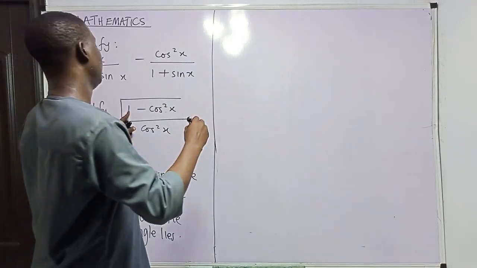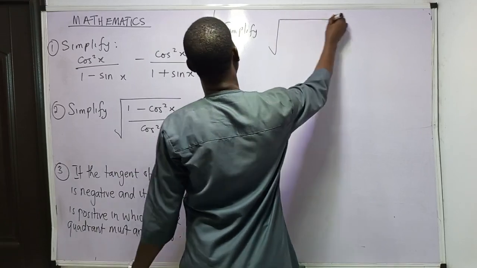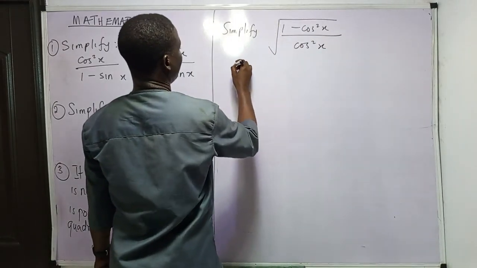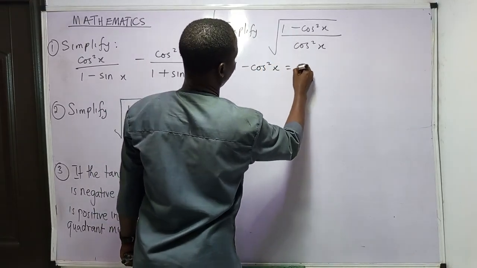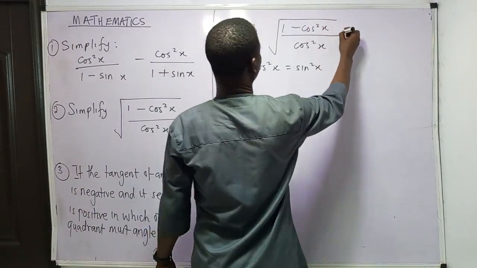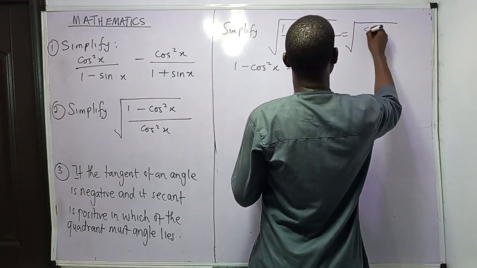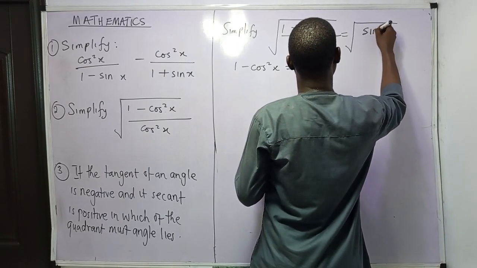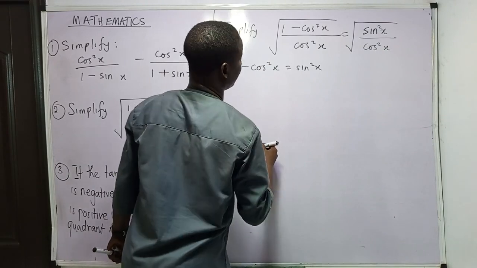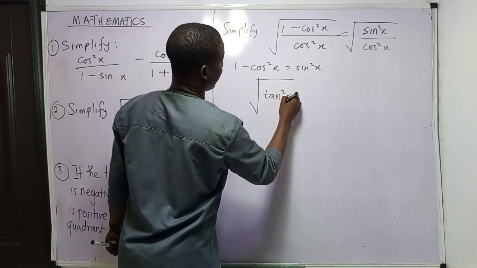Now we go to number 2 question. It says simplify the square root of (1 minus cos square x) over cos square x. Now 1 minus cos square x is equal to sine square x. So therefore, I can replace this with what? The square root of sine square x over cos square x. What is sine square x over cos square x? What do you have? We have tan square x.